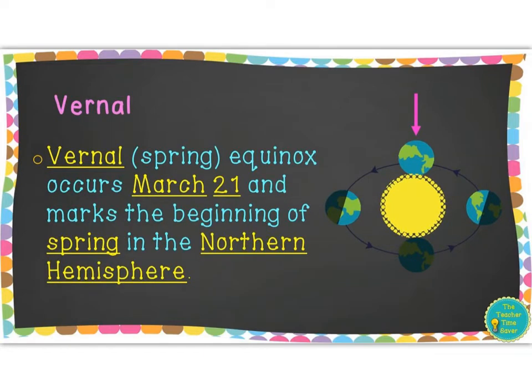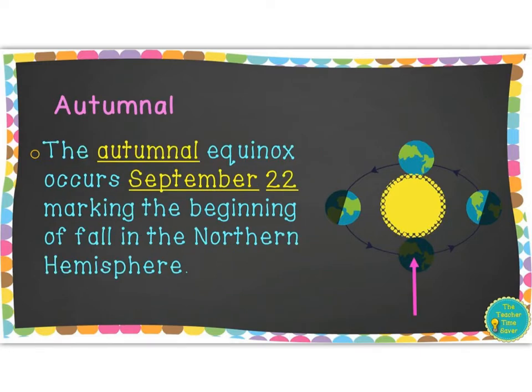Vernal equinox, you actually need to know that vernal means spring. Vernal equinox occurs on March 21st and marks the beginning of spring in the Northern Hemisphere. The autumn equinox occurs September 22nd, so think of that as our fall equinox, but you really want to know the name that goes with it. And that's going to mark the first day or the beginning of fall in the Northern Hemisphere.